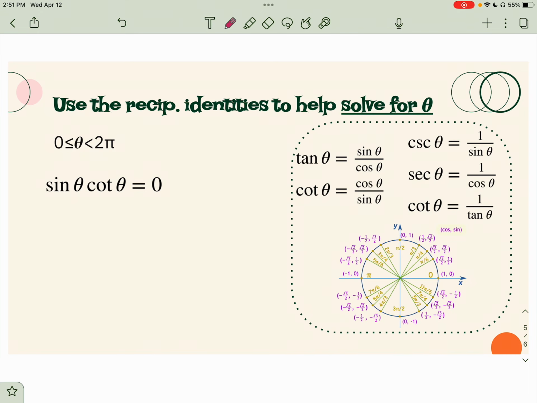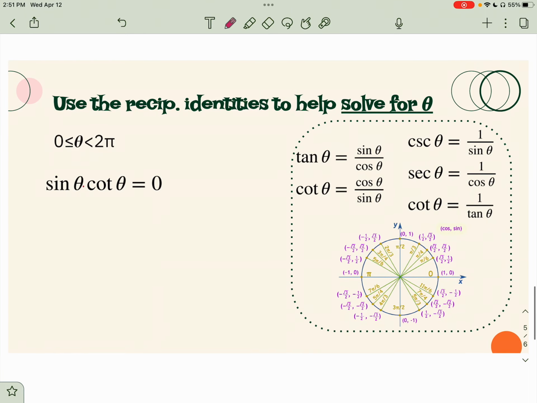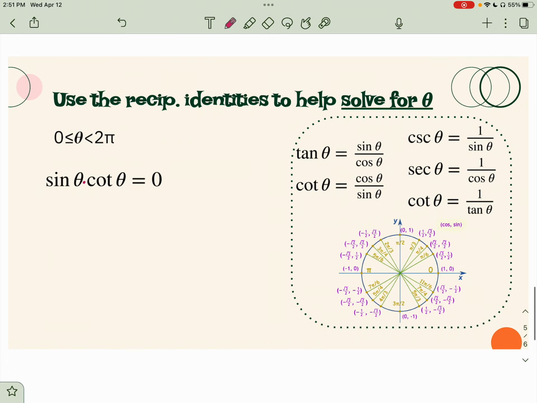So in our first example, this should look similar to what we've been doing, and you'll look at it and you'll see sine theta times cotangent theta equals 0. Remember, if they're touching, there's like a dot there. And then you're probably asking yourself, what do they have in common? Turns out that sine and cotangent don't have anything in common at all. So what we want to do is make a substitution. And we are going to look and ask, what things do we know?